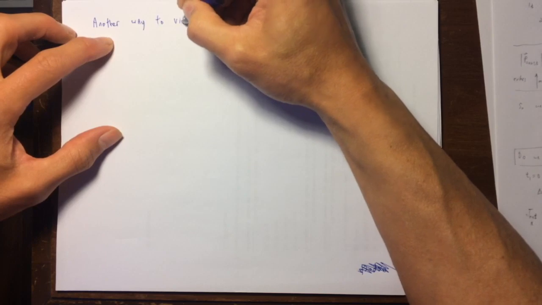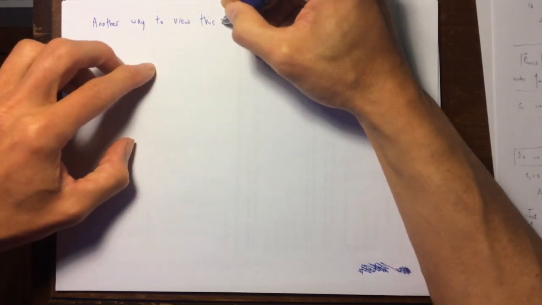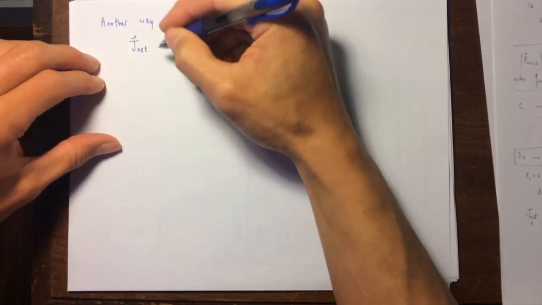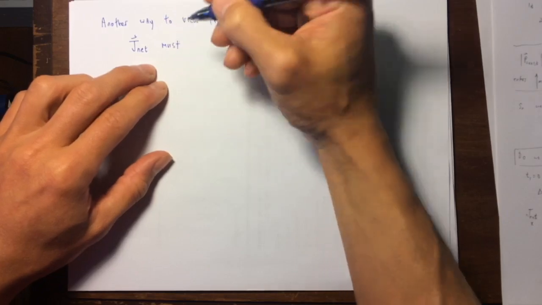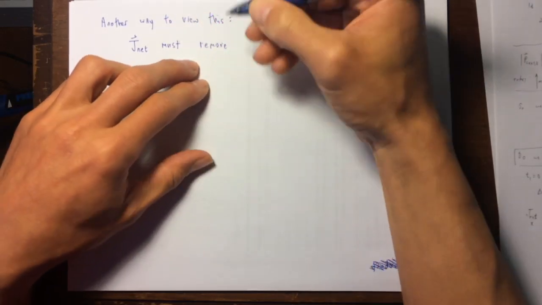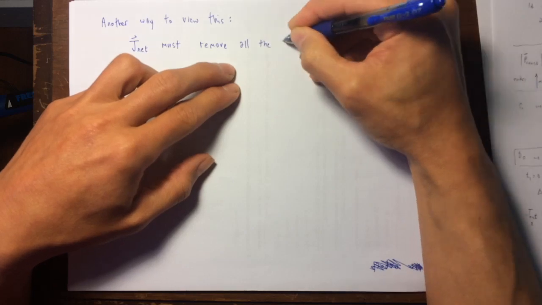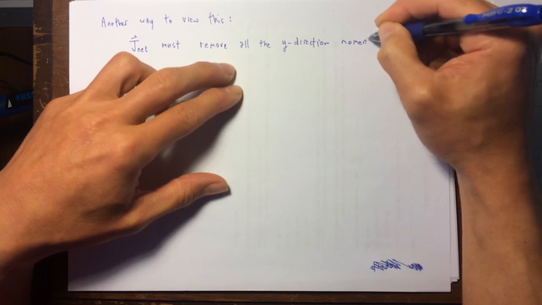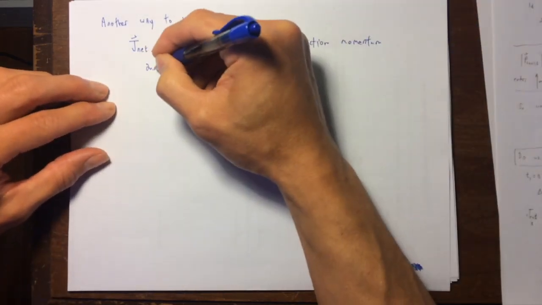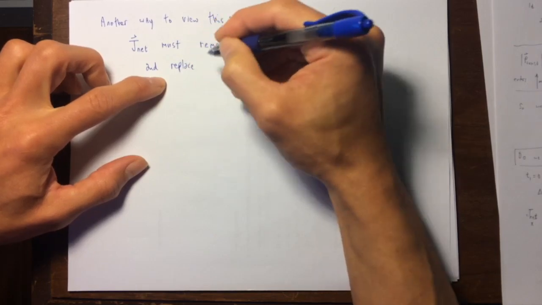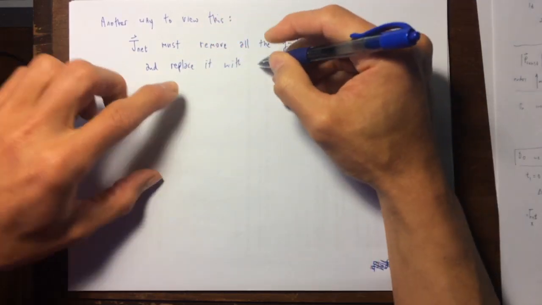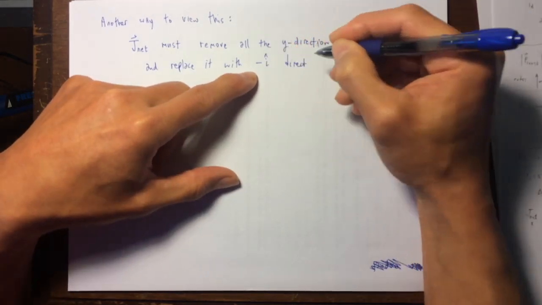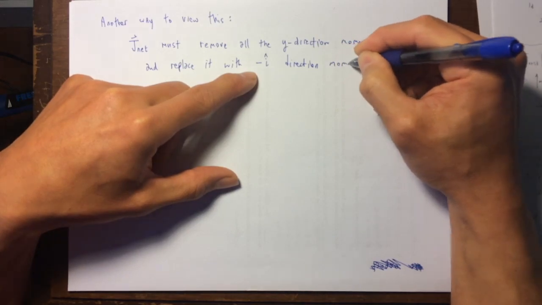Another way to view what's going on here, another way to view this: J net must remove all the y direction momentum and replace it with negative i hat direction momentum.